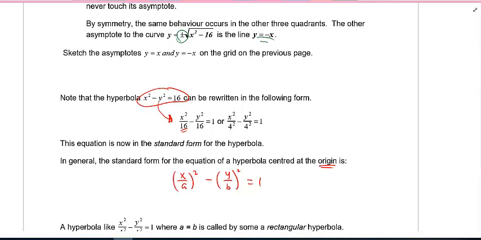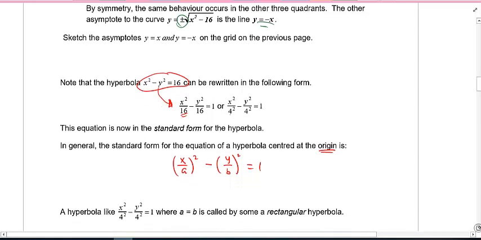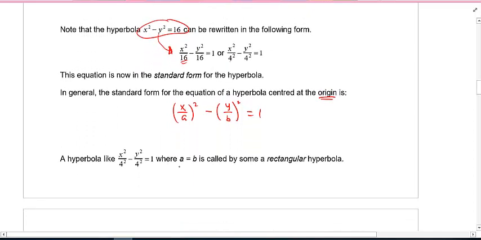So, very similar to the ellipse. The only difference now is instead of plus, it's minus. And notice, once again, in the case where a equals b, where that horizontal expansion and the vertical expansion factor is the same, we have something special. It's just called a rectangular hyperbola. Really, I think it should be called a square hyperbola. I don't know why they called it a rectangular one, because it's not really a rectangle, it's a nice square. But whatever, that's what they did. That's what we'll do.